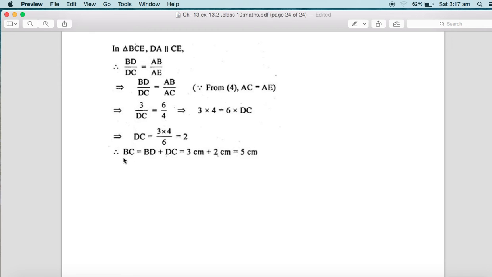Now BC is the sum of BD plus DC. DC is 2, BD is 3. So what do I get as BC? BC comes out to be 5 centimeters.